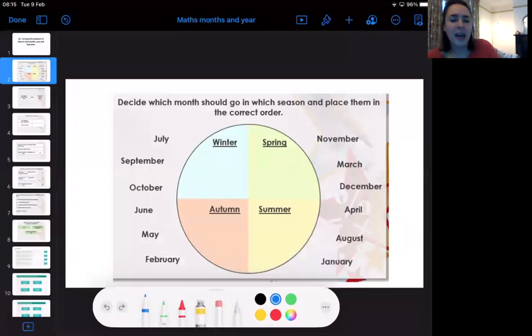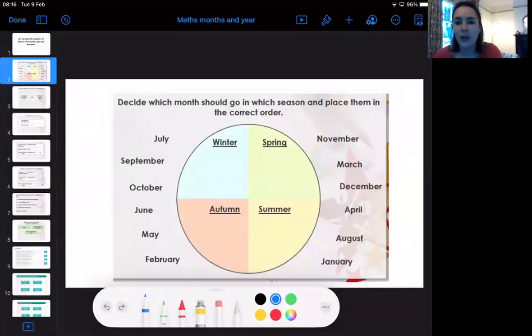Our first job, we're going to have a little think and a reminder about which month should go with which season and place them in the correct order. You do not need to write this down. You can just have a look and a reflect to see if you are confident in grouping the months of the year according to their season.